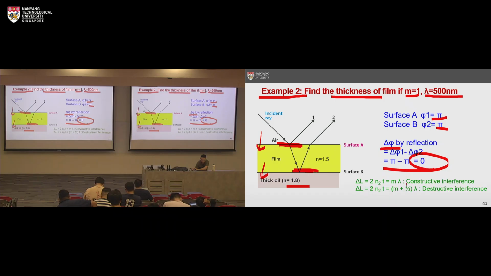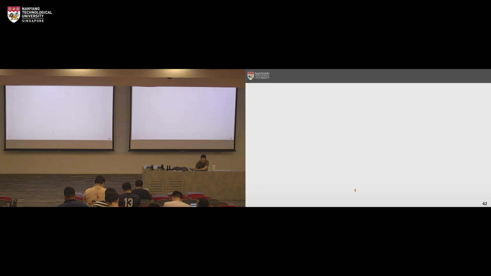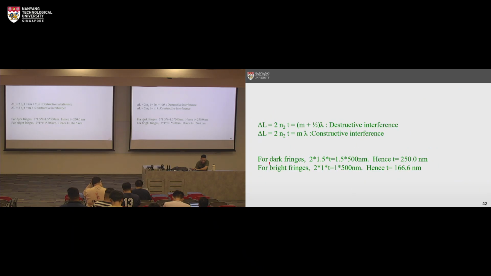So 0 means that for bright fringe, 2nt equals m lambda. For dark fringe, m plus 1 over 2 lambda equals 2nt. Okay, so it's the other set. So again, for dark fringe, for bright fringe, you just need to put in the correct number to solve the thickness.